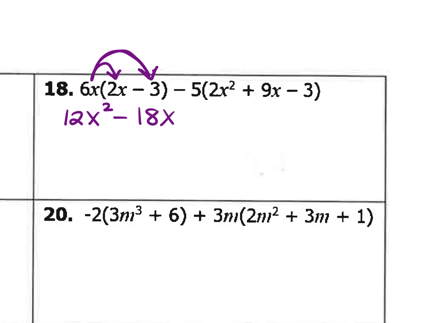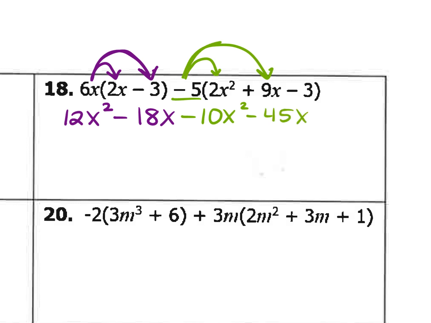Okay. Then the next one, you're going to distribute that negative 5. And you're distributing a negative 5, not just a 5. Okay. Distribute the whole thing. Negative 5 times 2x squared is a negative 10x squared. Negative 5 times 9x is a negative 45x.